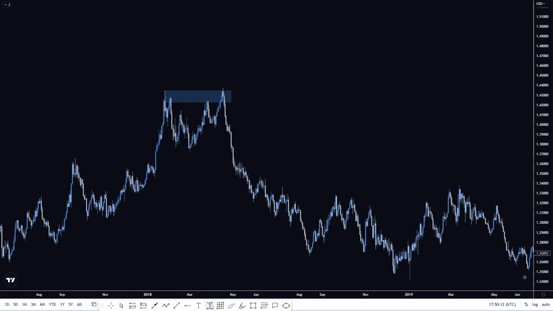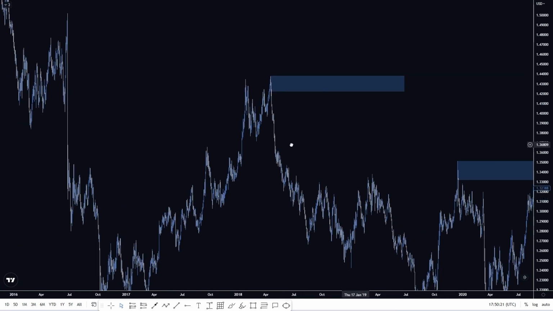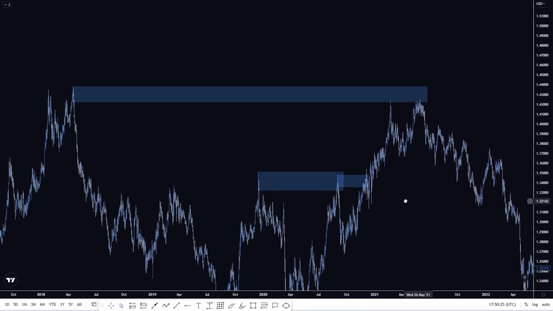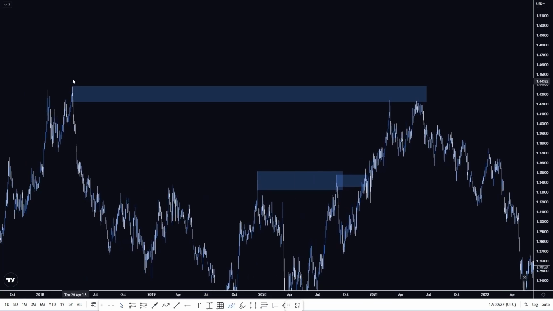So if we go ahead and use that same concept, okay, and we actually take the last zone, okay, so you can still kind of say it's this kind of area, and we extend this over to the future, what we can see, okay, is that we're now having a much larger area of resistance.